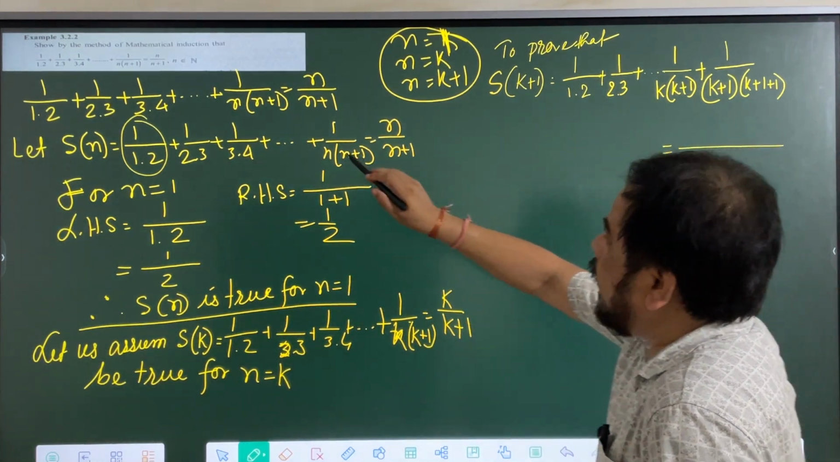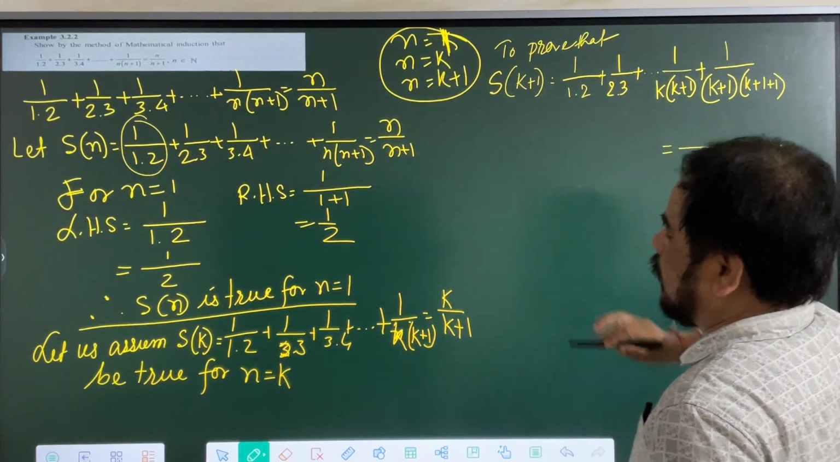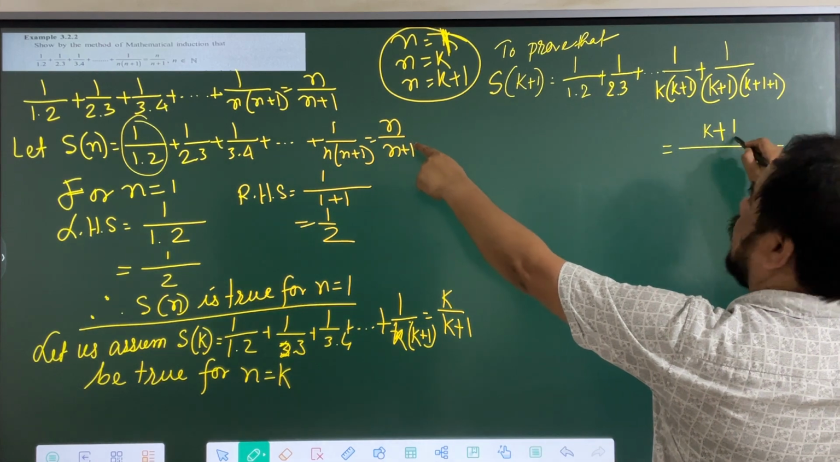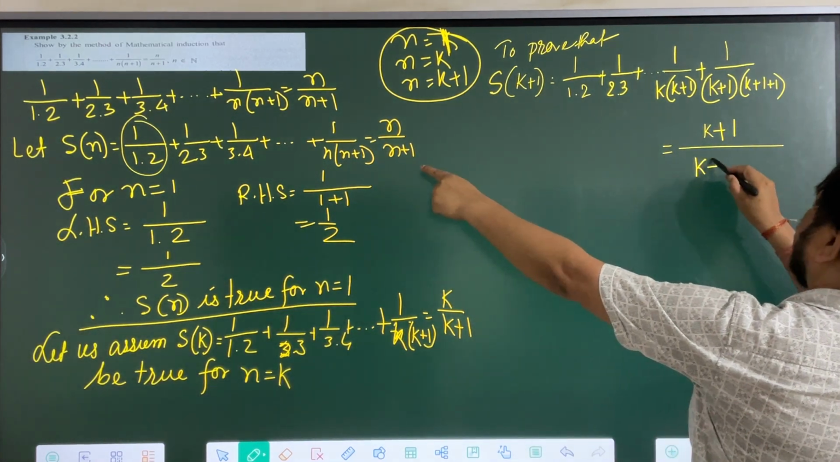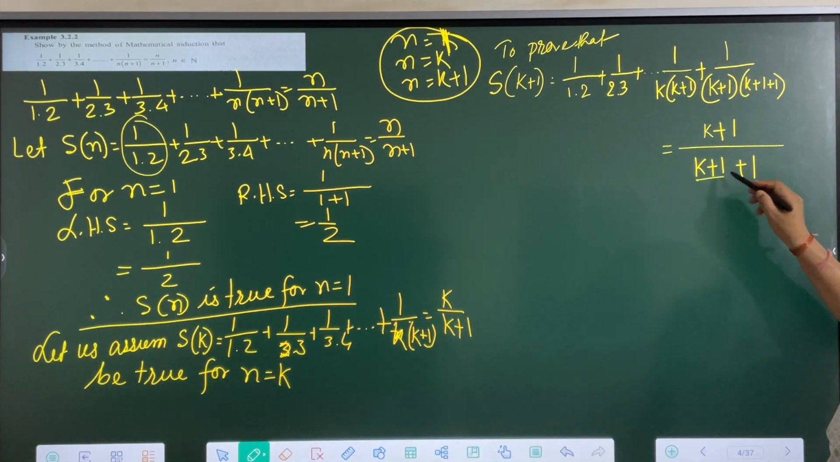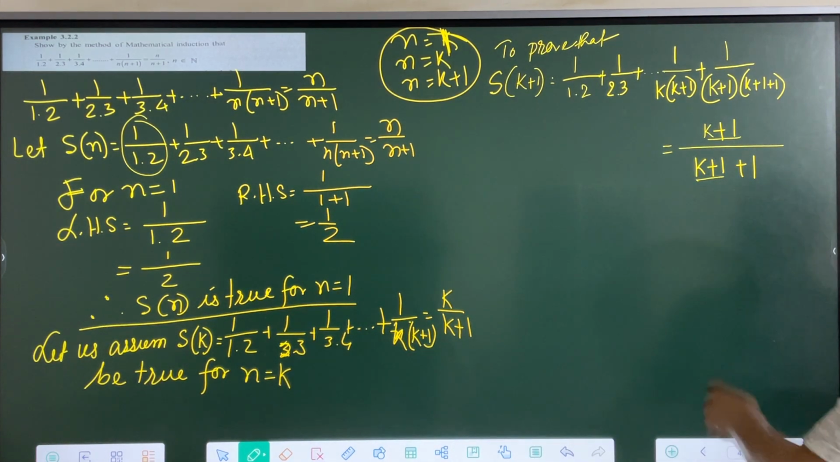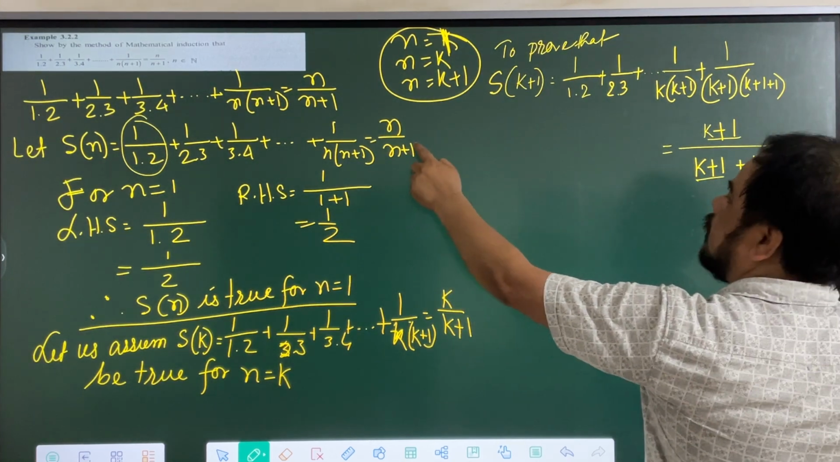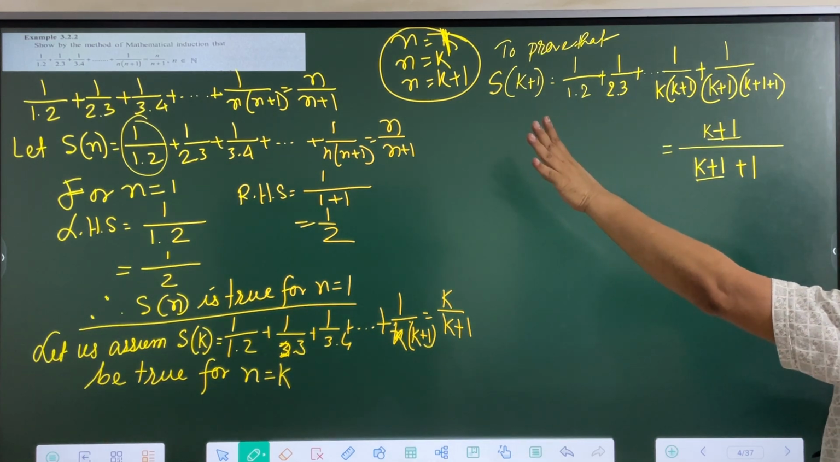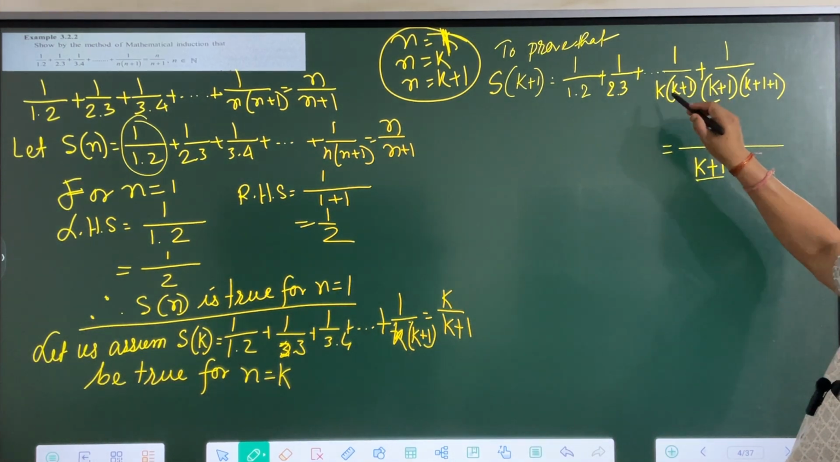Now in place of n, what? k plus 1. In place of n, k plus 1, again plus 1. This is n, this is n plus 1, as k plus 1. So in place of n, k plus 1 is written. This one I hope you understand.